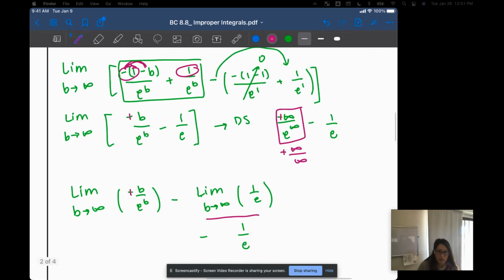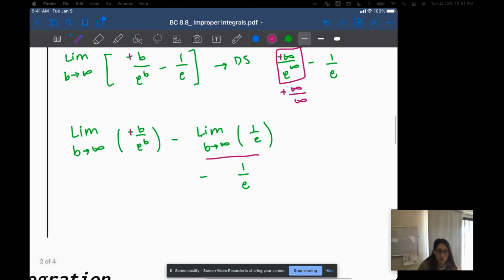Okay? So again, L'Hopital, what we do is we take the derivative of the numerator, then separately the derivative of the denominator. So I have the limit as b goes to infinity. The derivative of b is 1. The derivative of e to the b is e to the b. So now I can substitute in the infinity, giving me 1 over e to the infinity.